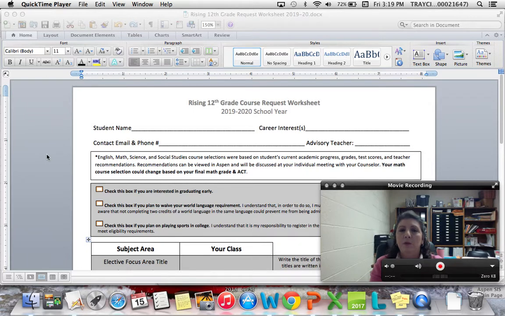I'm going to help you with your 12th grade course request worksheet. Please fill this out with a pencil and please write clearly so that I can read your name and your request. At the top you'll see that there's a place to put your name and then there's a place to put your career interest. If you know what you want to major in college after you graduate, go ahead and put that there. Or if you know what career you want, go ahead and list it.